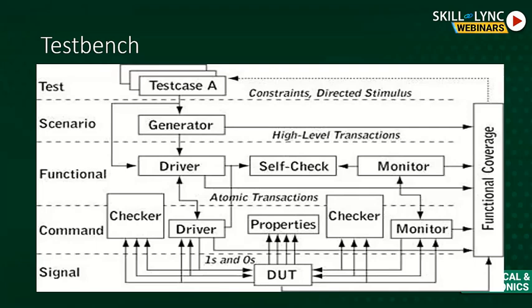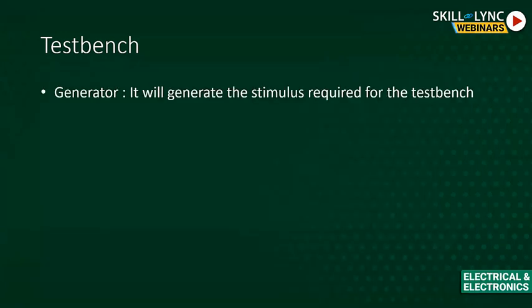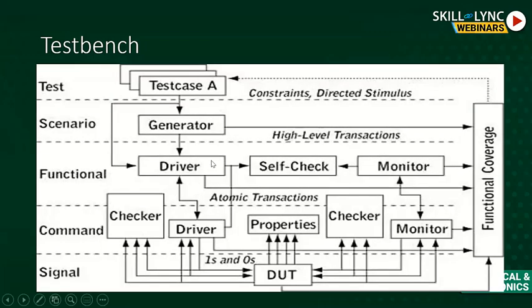Whatever the signals that we are driving, those will be driven by a driver logic. And whatever the signals that are coming out of the DUT will be given to the monitor for doing a check. I'll be going back and forth in this diagram to explain it better. If you see, there is a generator at the scenario level. The job of a generator is basically to generate all kinds of scenarios that we are thinking of.